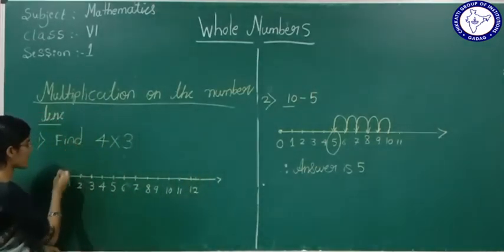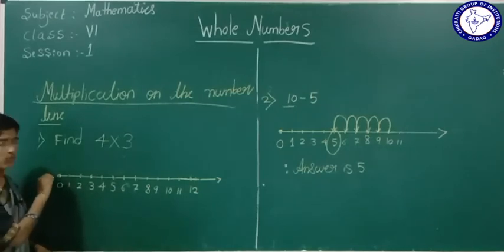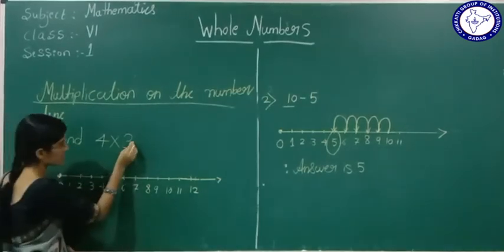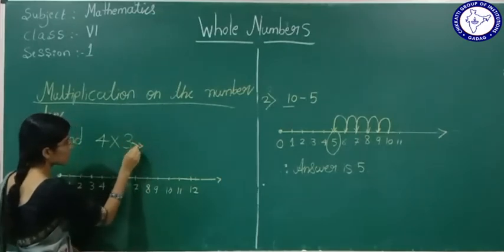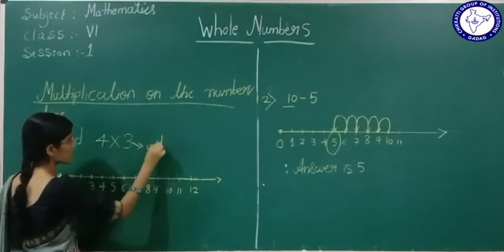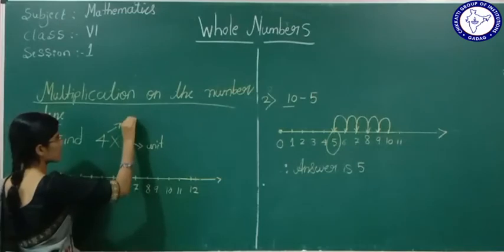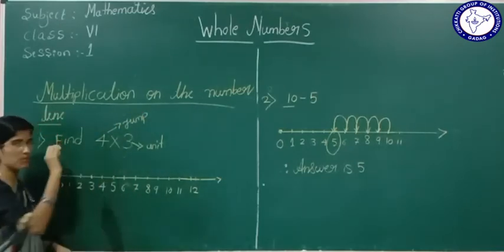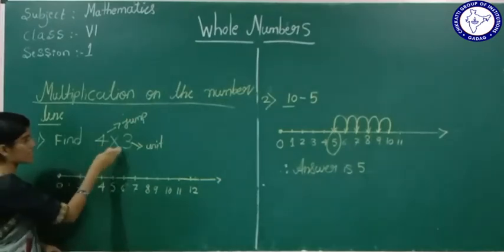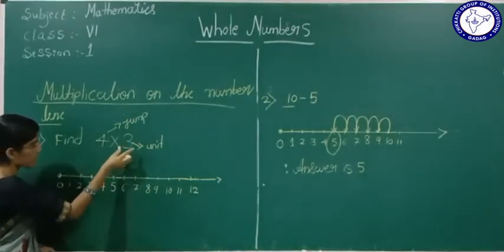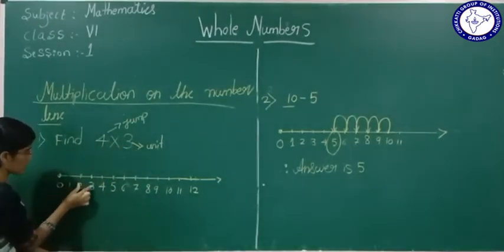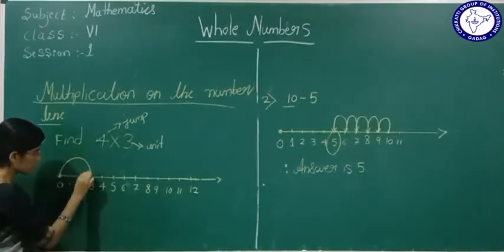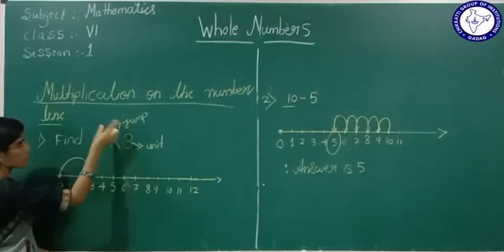Okay. Now, for multiplication we have to start from 0. For multiplication we have to start from 0. Now see here, 3 units, 4 jumps. Now see which is the bigger number? Here you will take it as a jump. You can take anything as a unit or jump. See here, 3 units: 1, 2, 3. How many jumps do you have to make? 4 jumps. 3 units, 4 jumps we have to do.